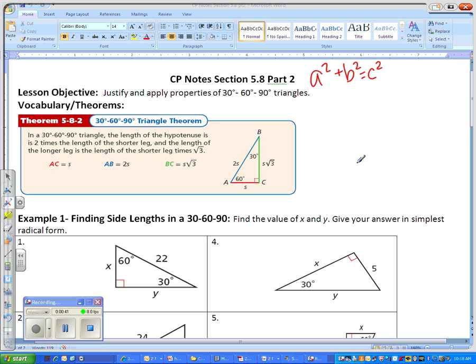Now, let's say I tell you that this triangle, this is 30 degrees and it's a right triangle. This one has to be 60 degrees because of the triangle sum theorem. All the angles add up to be 180. Now, let's say I add another 30, 60, 90 triangle to it.